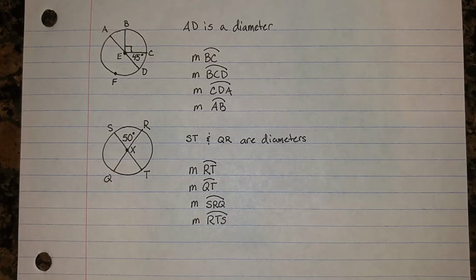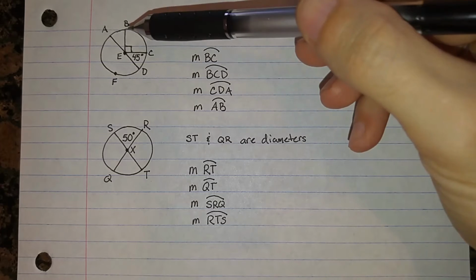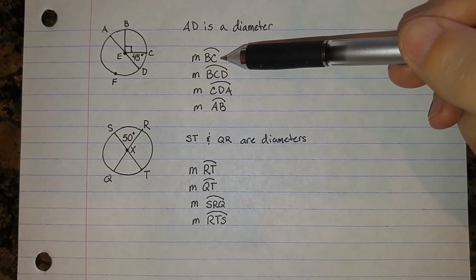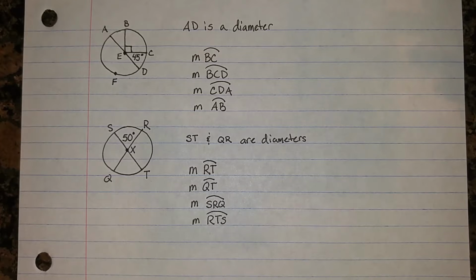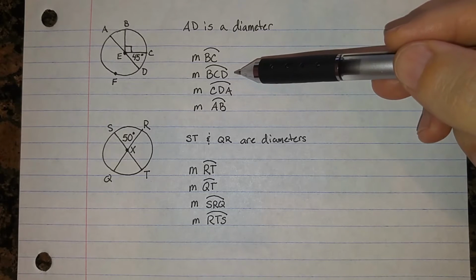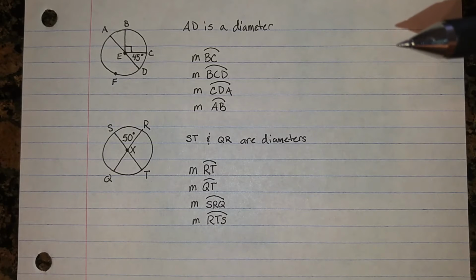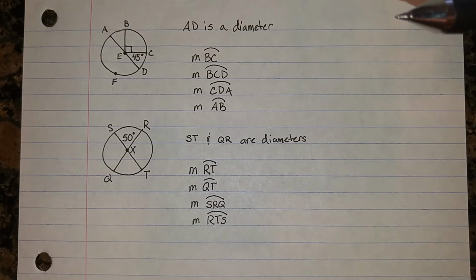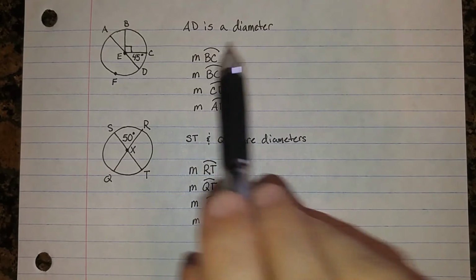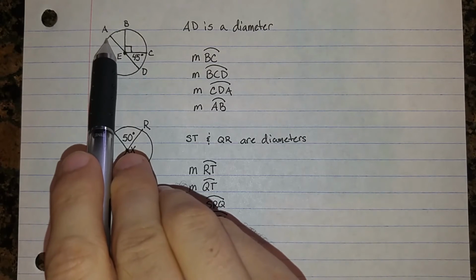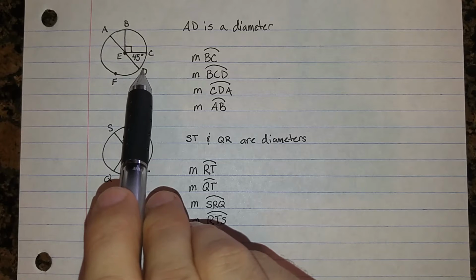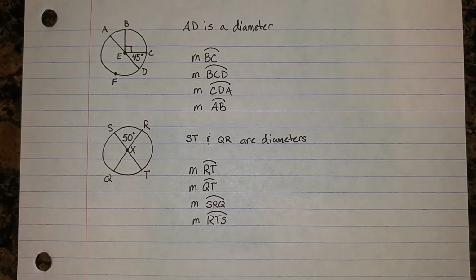Okay, so the first thing is, what is the difference between a minor arc, a major arc, and a semicircle? Minor arcs are the small arcs, and you only need 2 letters. Major arcs are the large arcs, and you need 3 letters to describe them. So that part's easy. A semicircle is an arc that goes from one end of a diameter to the other. So right here, AD is a diameter, so arc AFD would be a semicircle. Sound easy enough? Okay, so let's go on to the measurements.